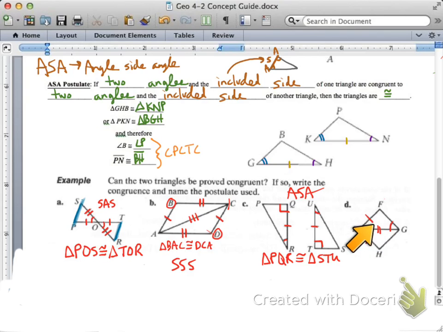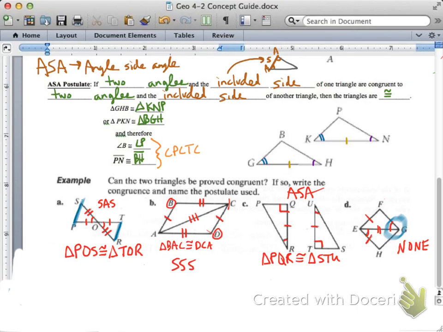This would be more like side, side, angle, or even worse, angle, side, side. We don't want to talk about that one. So are these congruent? No, it's not. That angle is not included between those two sides. So we don't have side, angle, side congruence.